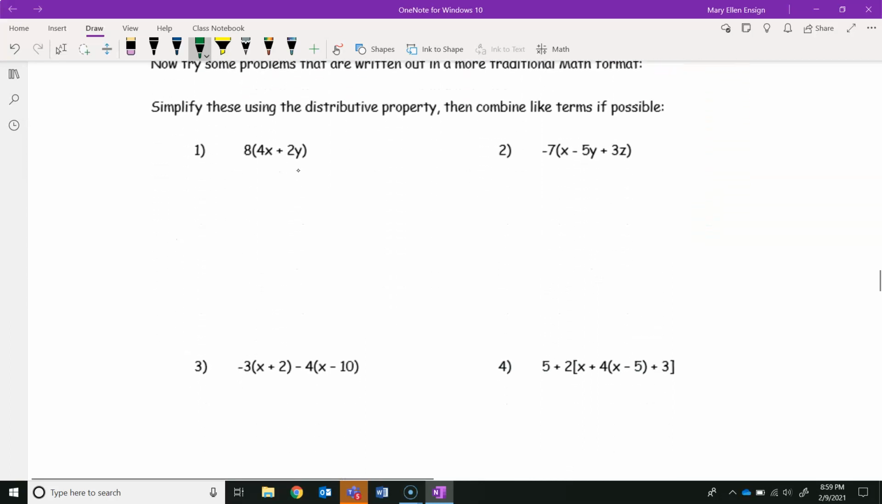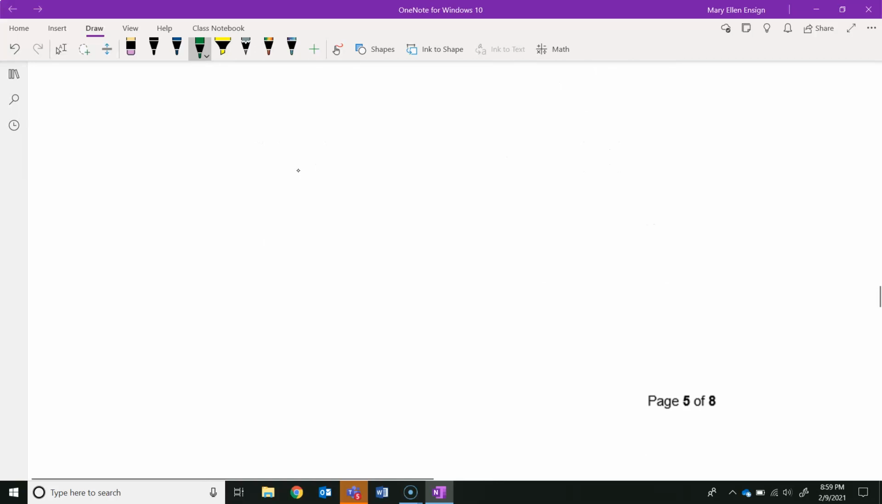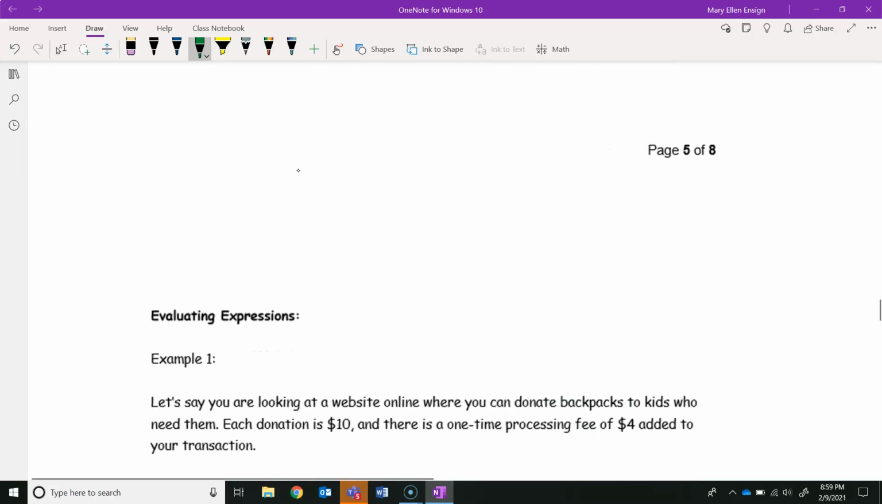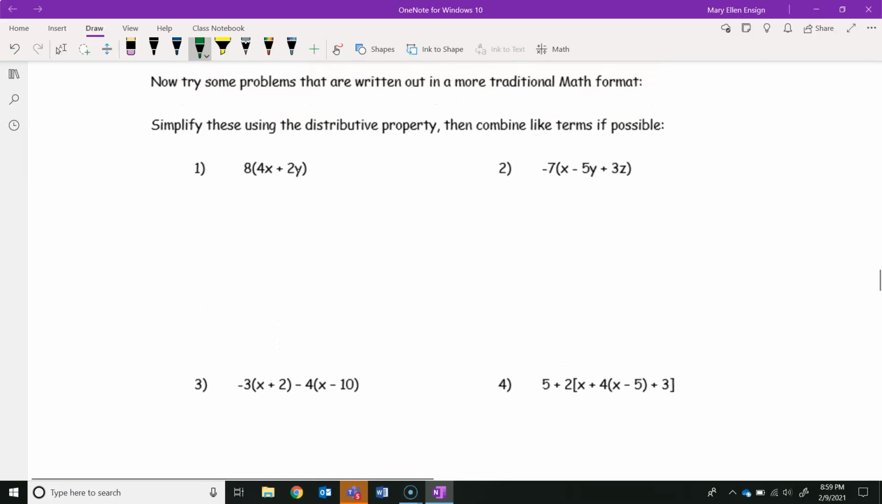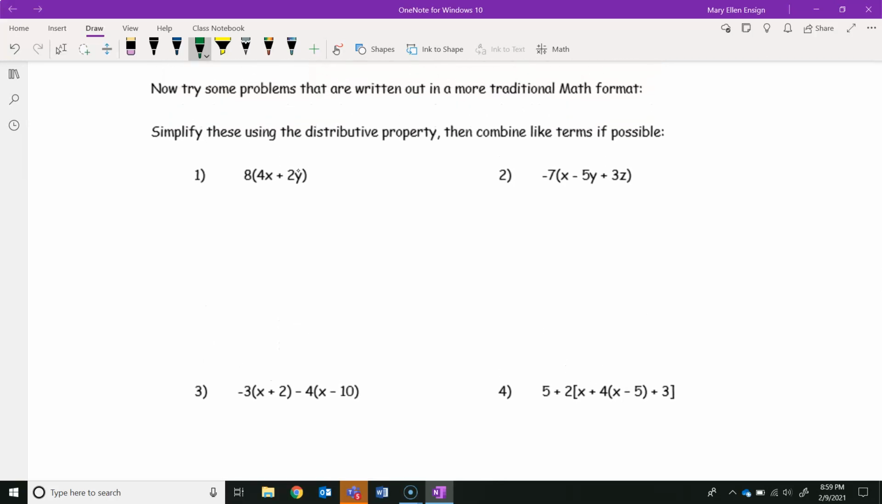Okay, so I have some problems here for you to try. Let's see what I have here. I have 4 there, and then we're going to go on to evaluating expressions. So here are the distributive property problems. They're written out a little more traditionally.